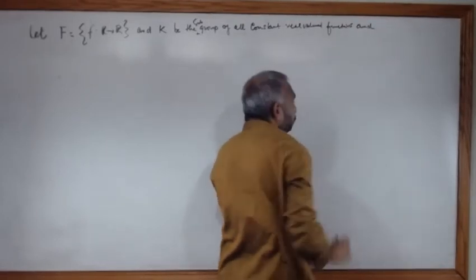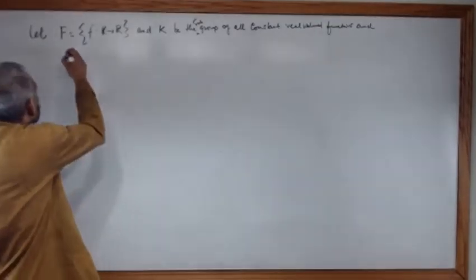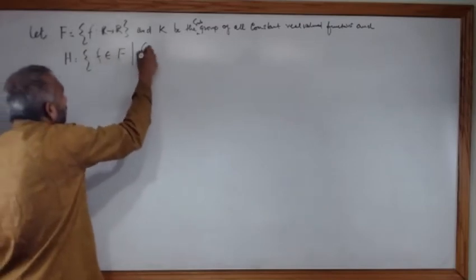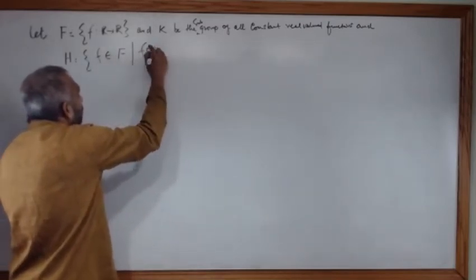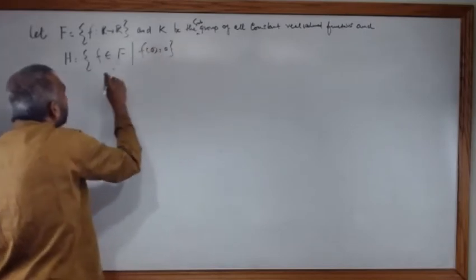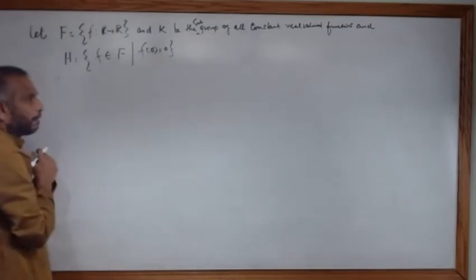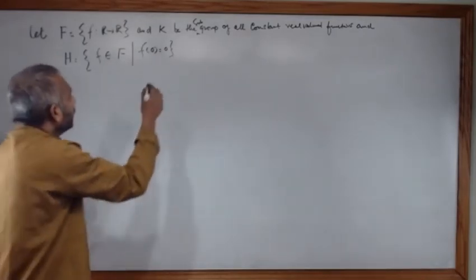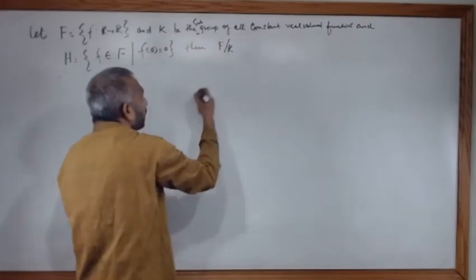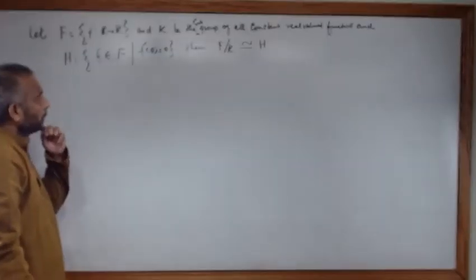And H is equal to functions from F such that F of 0 is equal to 0. F of 0 is equal to 0. This is not a constant function. All it says is it goes through the origin. Then the factor group of F over K is isomorphic to H.